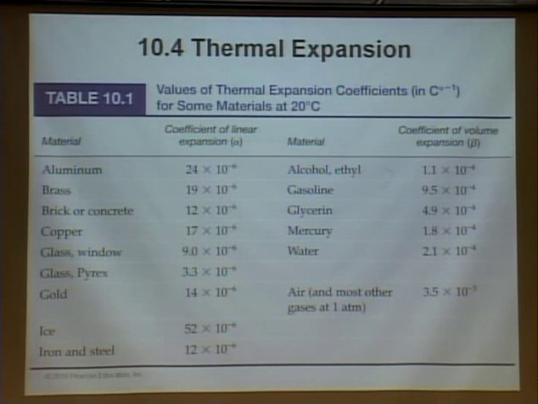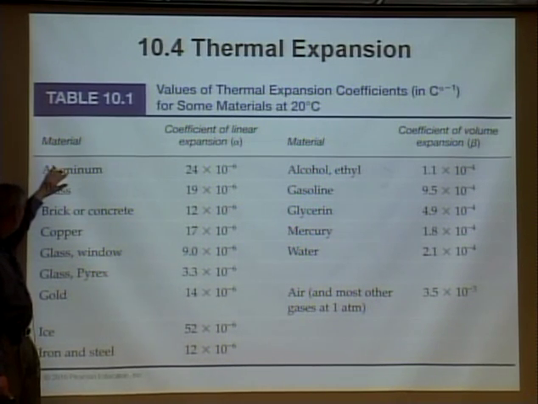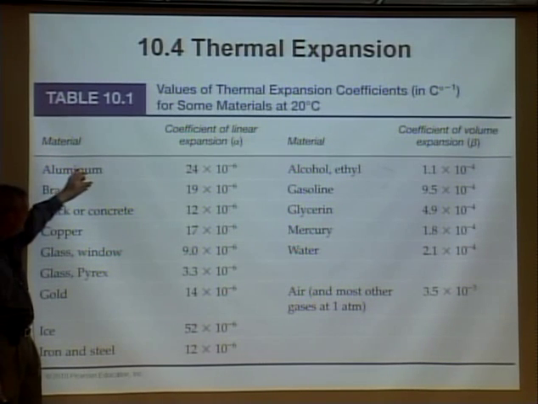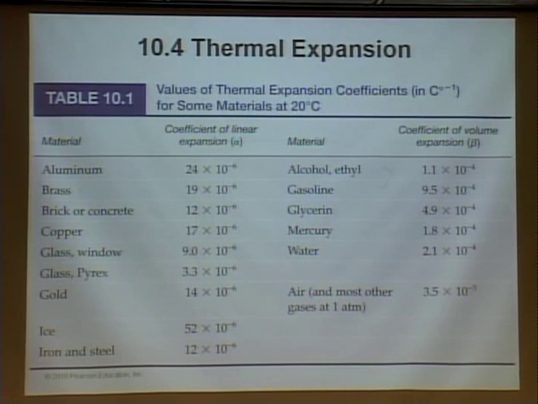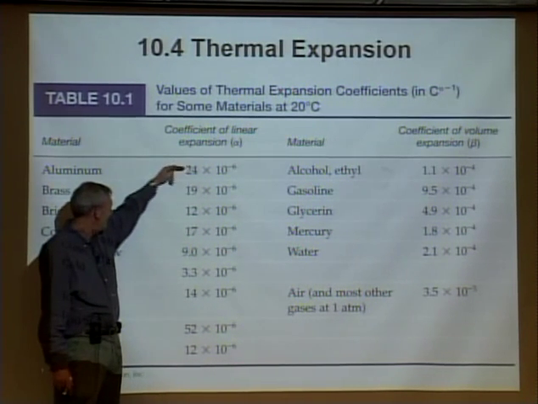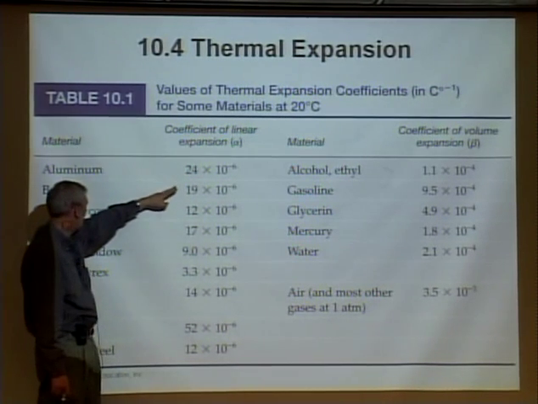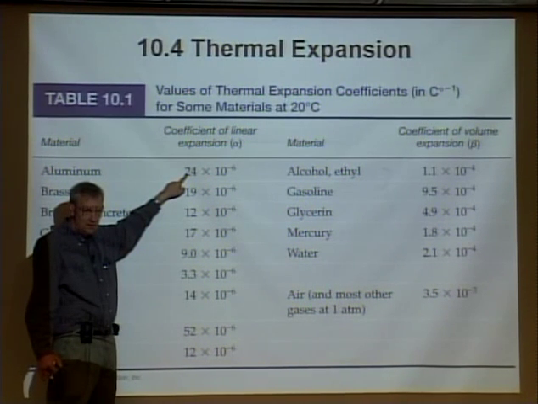So here, different things have different lengths. If you notice, if I have an aluminum and brass piece fused together, this one has a much larger coefficient of linear expansion. So if I fuse these two materials together, since this one has a larger one, is this one going to bend more or less under the same temperature?